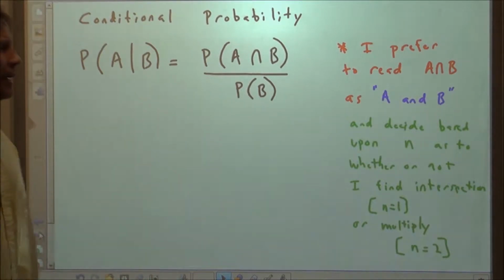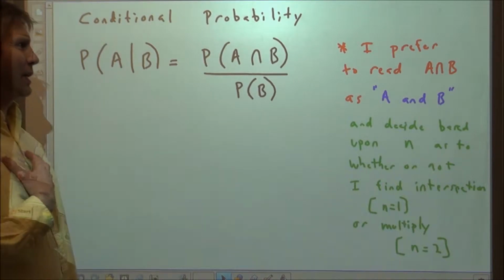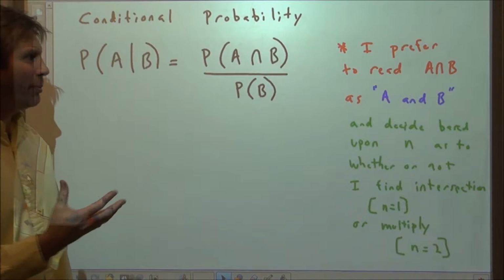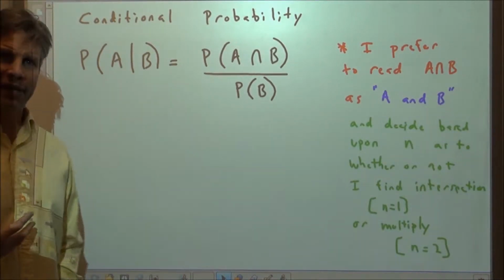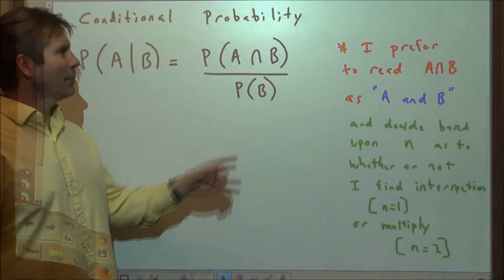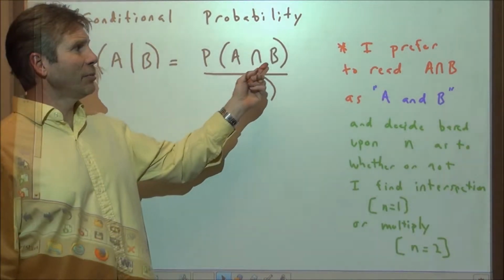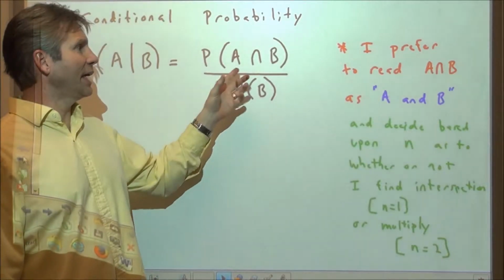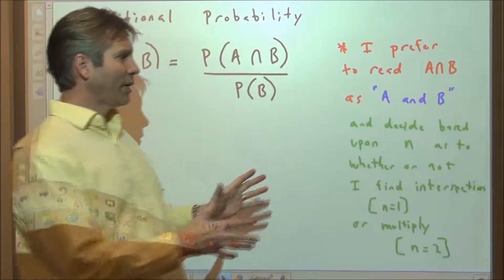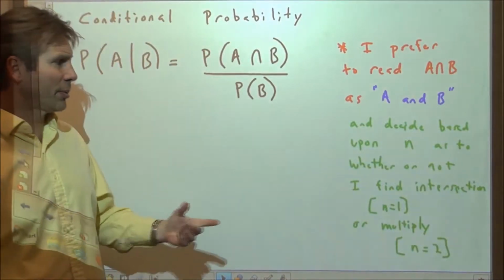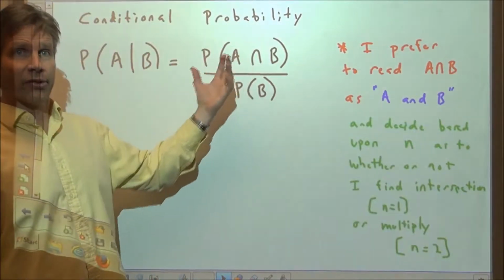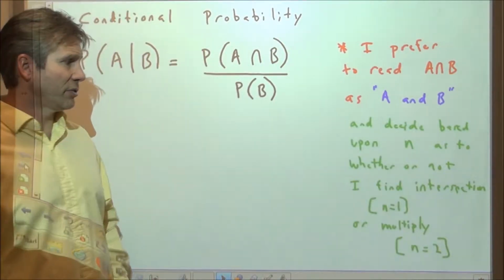Here's our formula right here. And I'm going to take a little license here, and there could very well be some people that disagree with me, and you may or may not like the approach that I take with these problems because of what I'm about to say. But I'm going to read this as A and B, and not as A intersect B. And the reason for that is I'm going to decide later, based on the way we approach a problem, if the sample size is 1, then "and" means intersection. We're going to go ahead and find the intersection of two things.